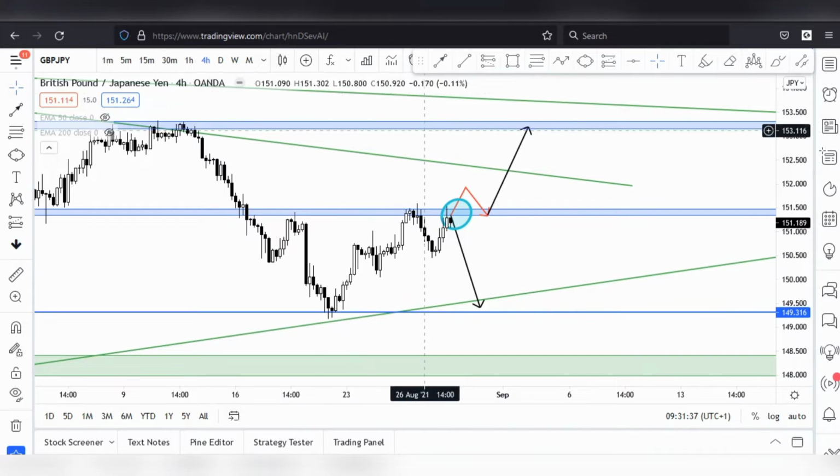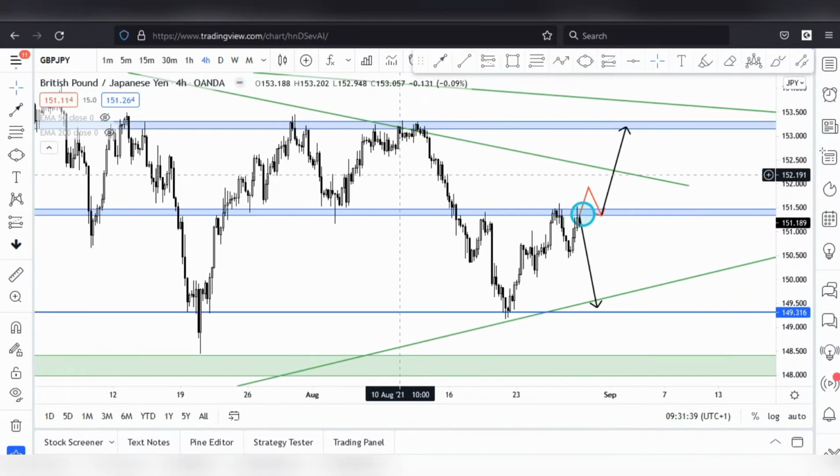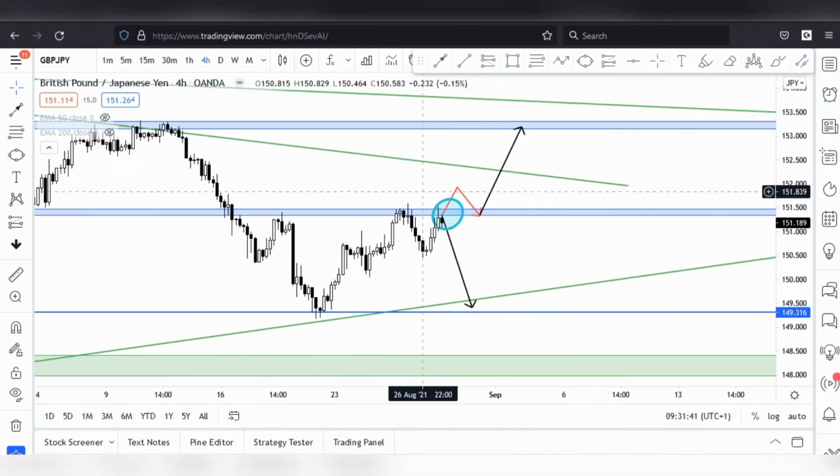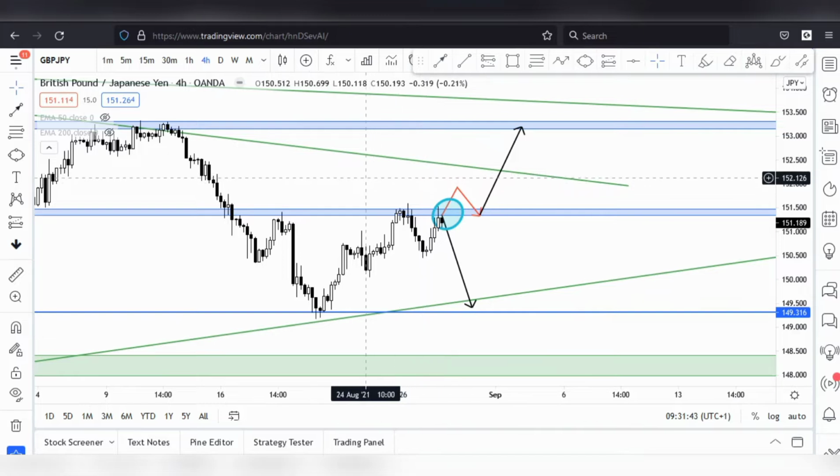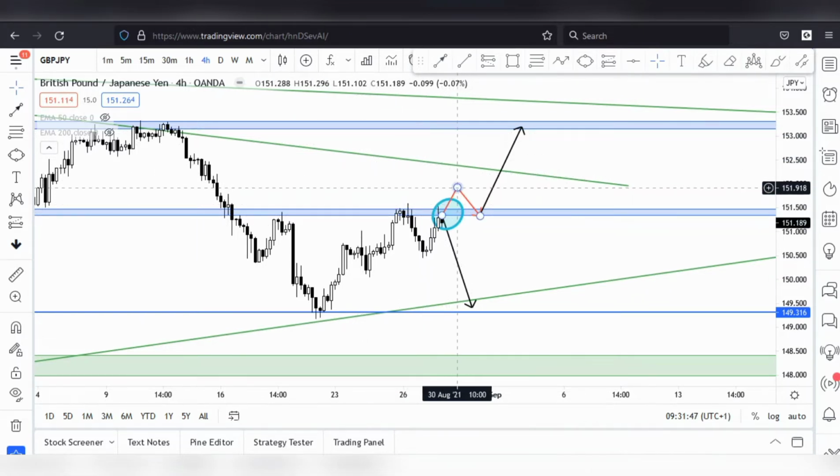But generally speaking, I am more bullish on GBPJPY, sorry. I'm more bullish, so I'll be expecting that price will break above this level to the top, and I'll wait for my retest. So yeah, that's what we should be waiting out for.